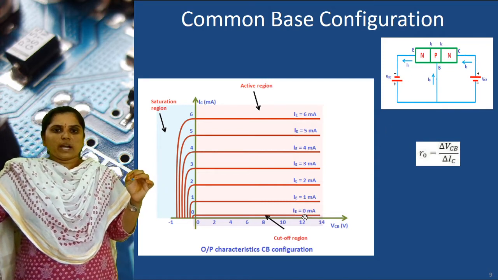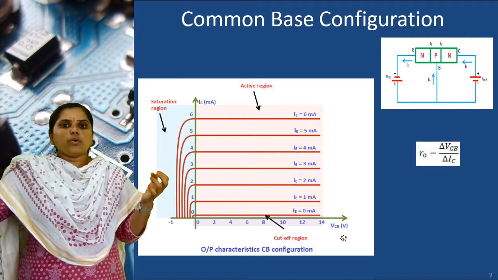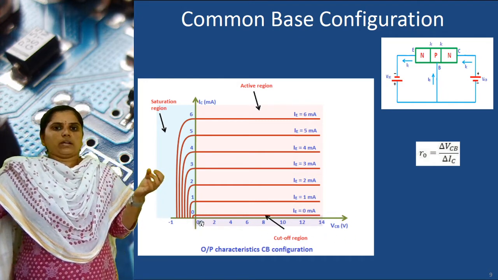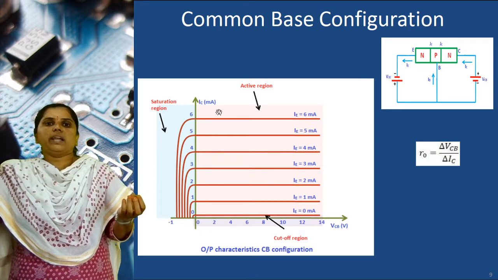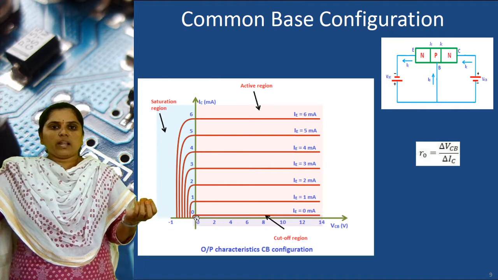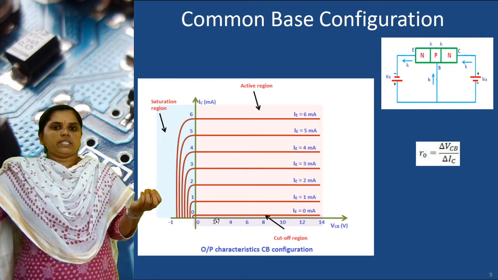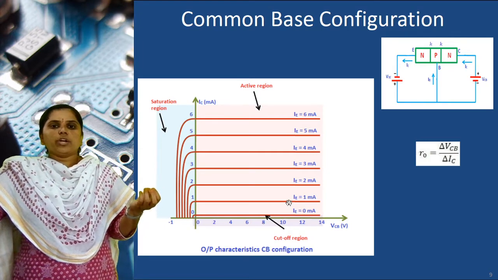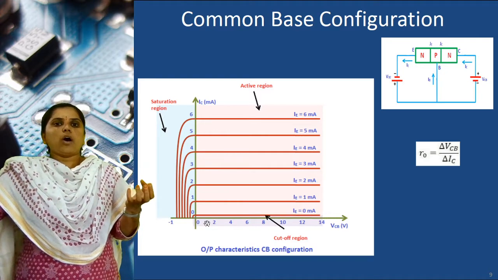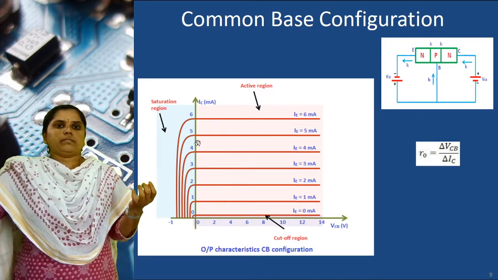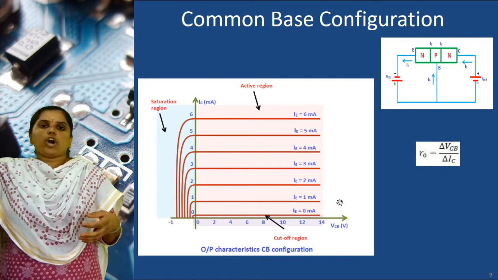See here, when the input current is 0 milliamperes, even for 0 volts, if we are not applying any voltage, we can get the current here. The current is constant. If we increase the input current, the output current is also increased here. This is the output characteristics of the common base configuration.